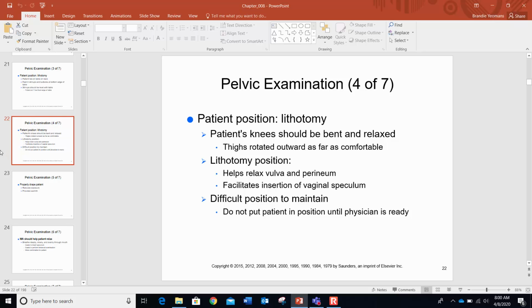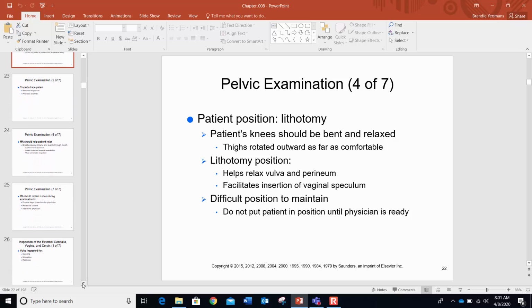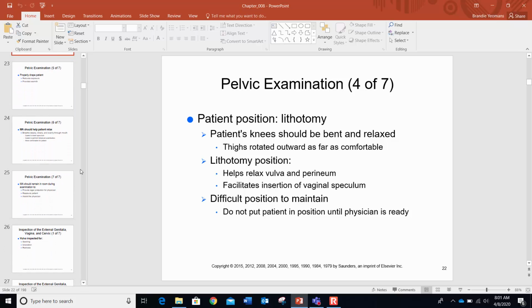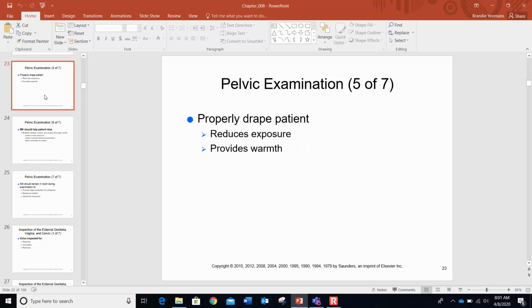Okay, now this is not an easy position for your patient to maintain for a long period of time, so don't put the patient in the lithotomy position until the patient is ready for that portion of the exam and the doctor is ready. We also want to remember to ensure that our patient's modesty is preserved, so we want to drape them.